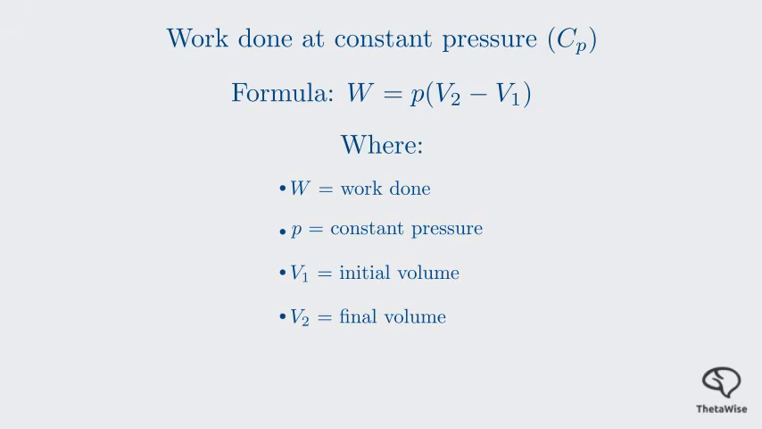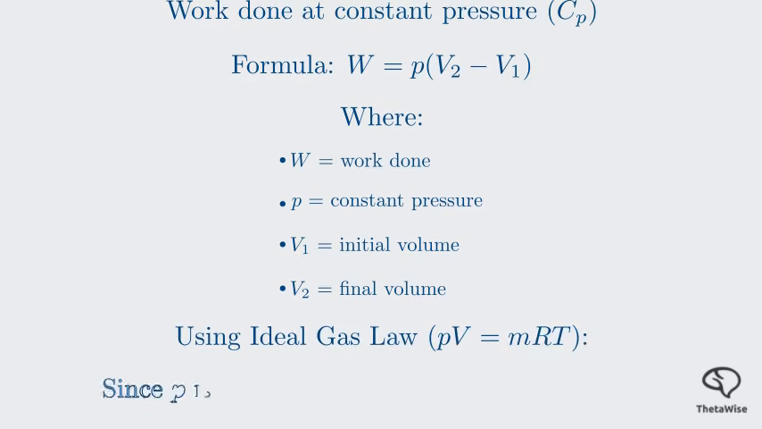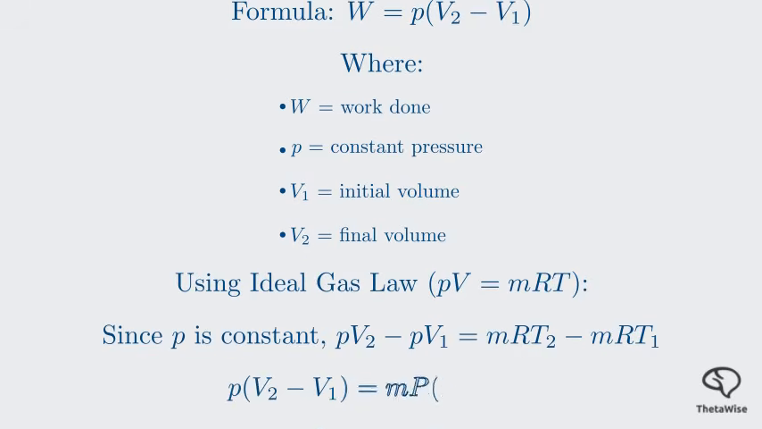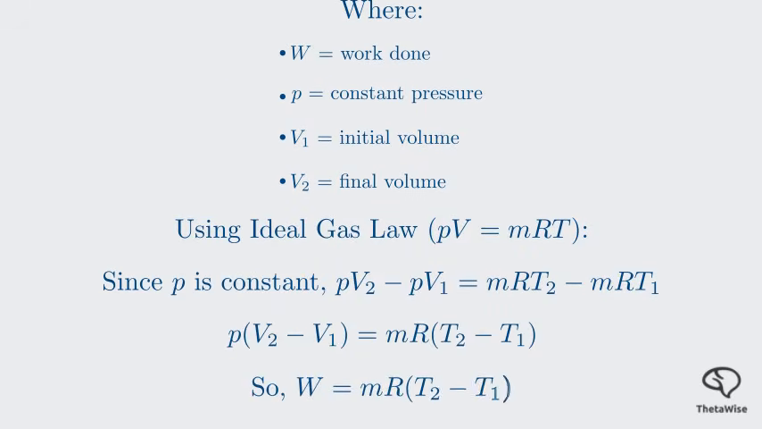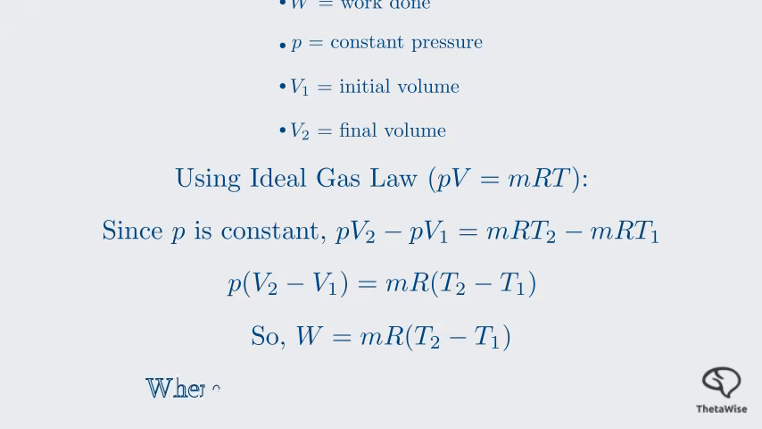Using the ideal gas law, which we will introduce formally soon, we can find an alternative expression for work. The ideal gas law for an engineering system is PV equals mRT. Since the pressure P is constant, the work done equals mR times T2 minus T1. T2 and T1 are the final and initial temperatures in Kelvin. R is a constant specific to the gas, called the characteristic gas constant, and m is the mass.